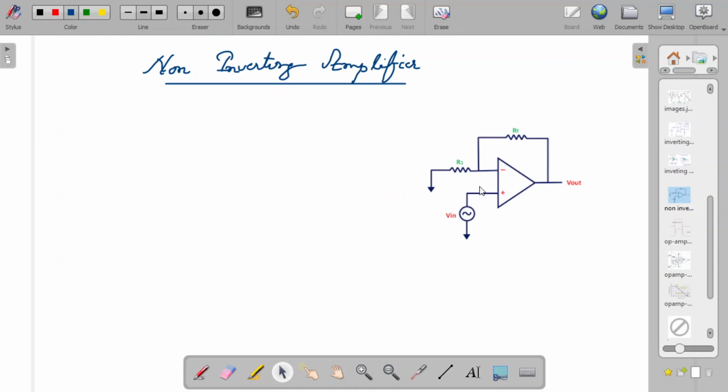So here is the circuit diagram. You have the input Vin connected to the non-inverting terminal. Okay, so that is why it is called a non-inverting amplifier, because you give the input to the non-inverting terminal and no input at the inverting terminal.